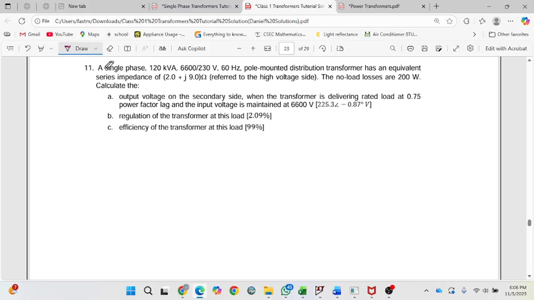Alright, so this is similar to what we did before. Okay, so they gave you the question. They said the equivalent series impedance referred to the high voltage side. The high voltage side in this question is your primary side, based on how they give it here. They give you no load losses, and the output voltage on the secondary side when the transformer is delivering a rated load, well, a basic example of them giving you a load, and the input voltage is maintained at this. So they want to know what the output voltage on the secondary side is, and they gave you what the input, which is V1, is.